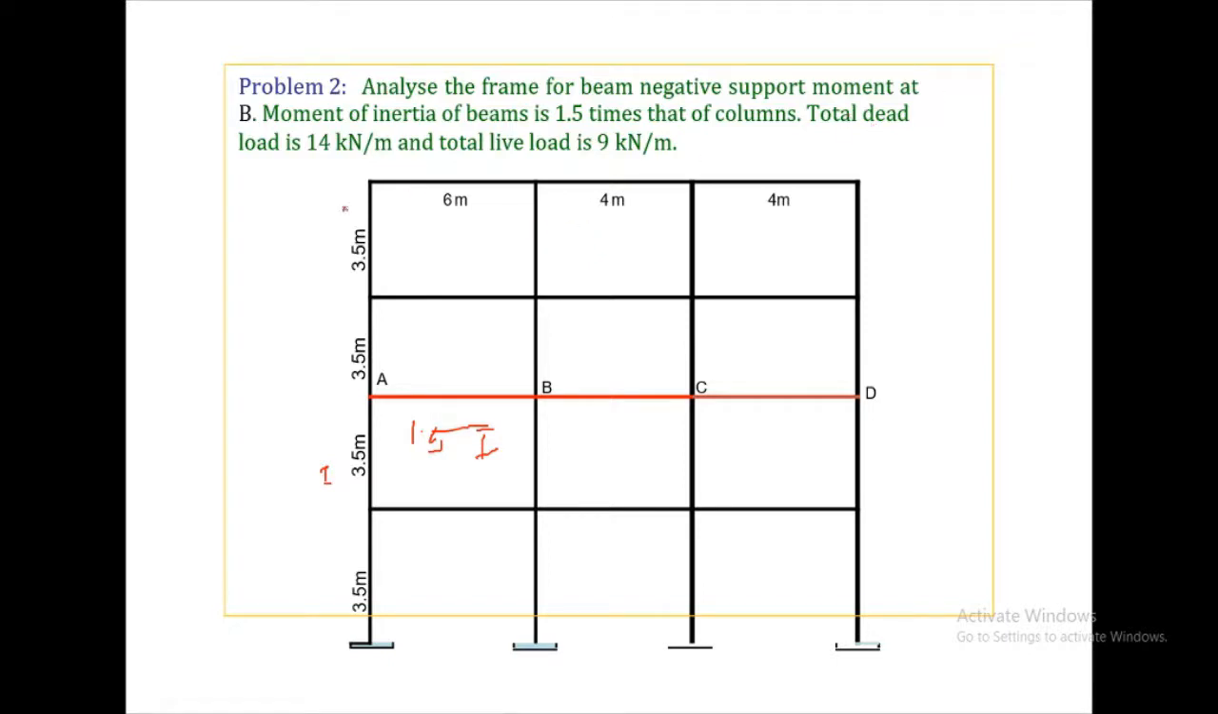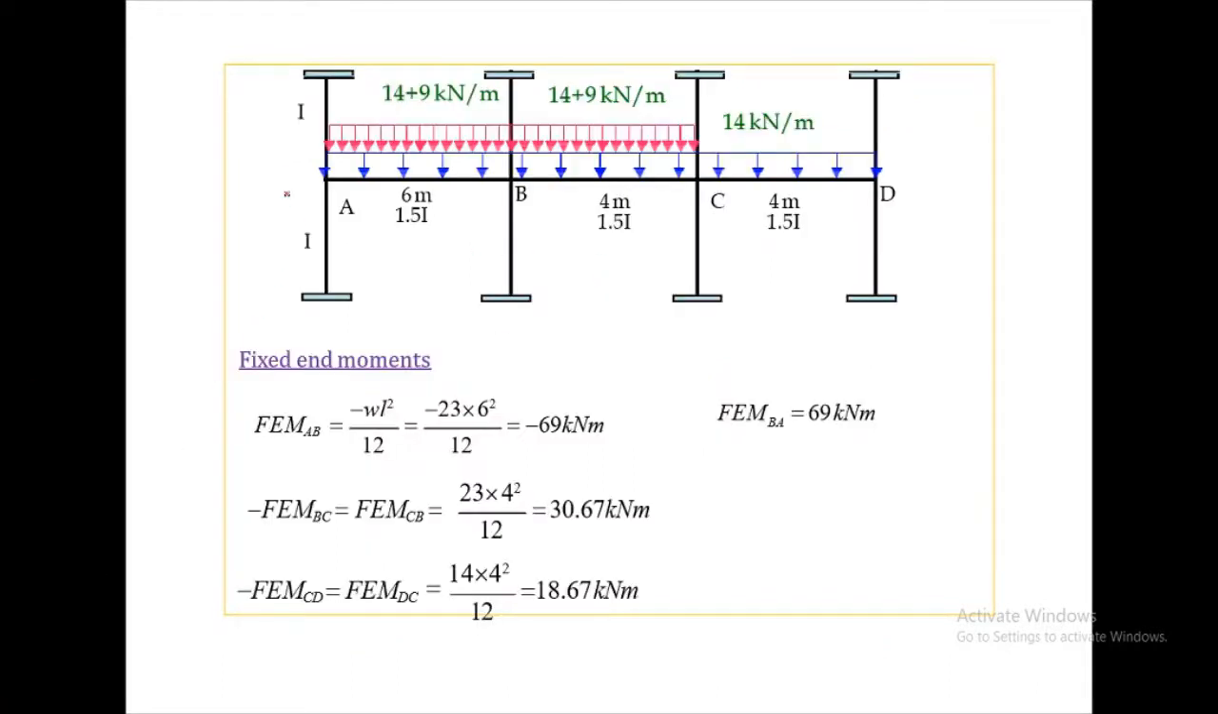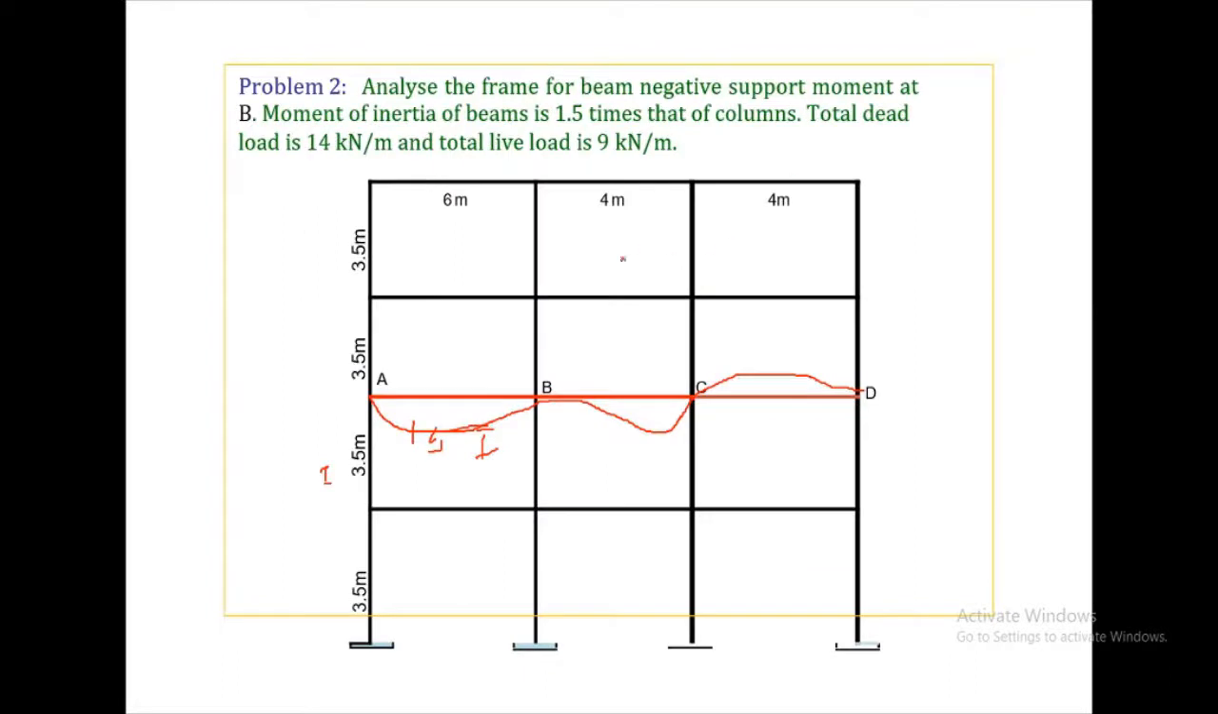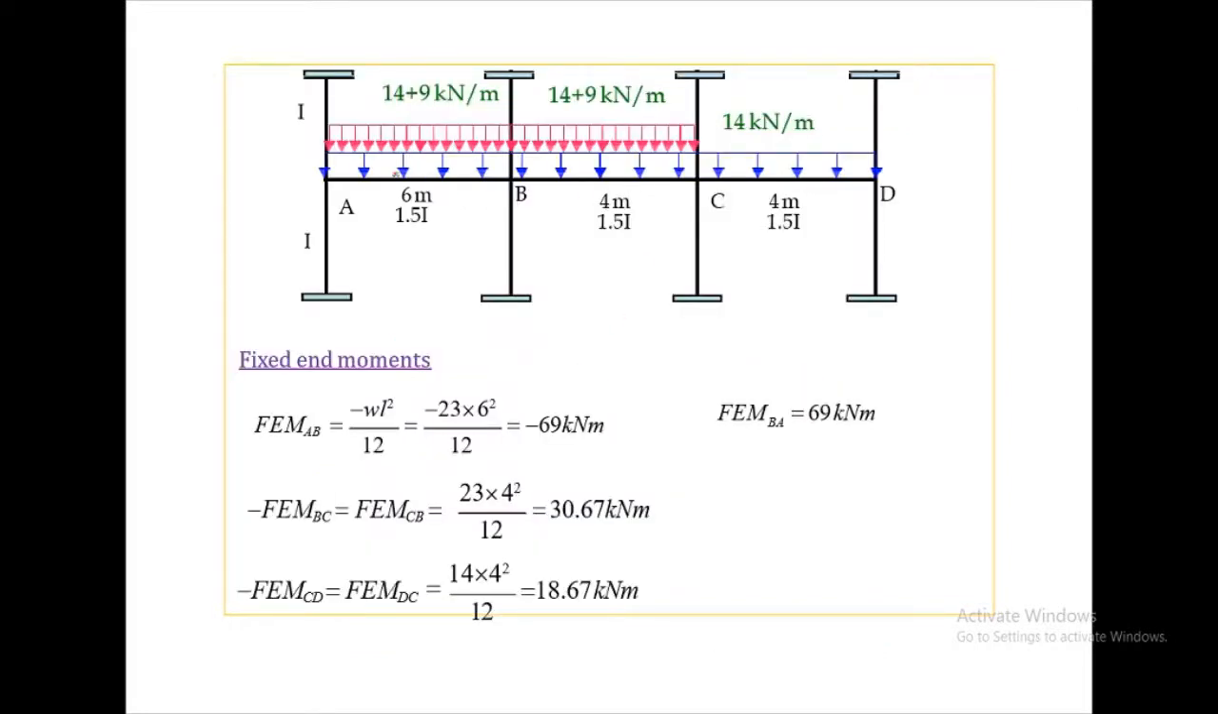The total dead load is 14 kN per meter and the total live load is 9 kN per meter. So our ILD will be something like this, in order to get a maximum negative support moment at B. So let's get started. First we'll have to draw a substitute frame and load it. To get a sagging moment at AB and BC, we'll have to load the live load in the spans AB and BC. That is what is done here.